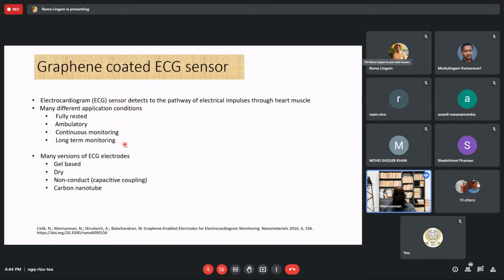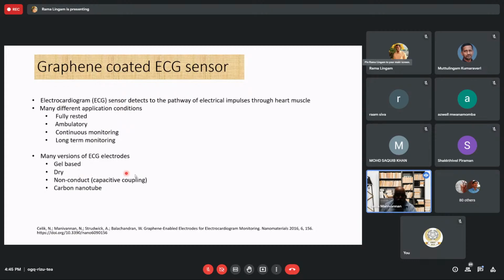There are so many ECG electrodes. The gel-based is a very basic one. They apply gel on the electrode before they stick it onto the body, to create a good connection between the body and the electrode. Dry is easier because people don't like gel, but that actually produces less connection. But nowadays there are so many researchers working on developing the best dry electrodes.